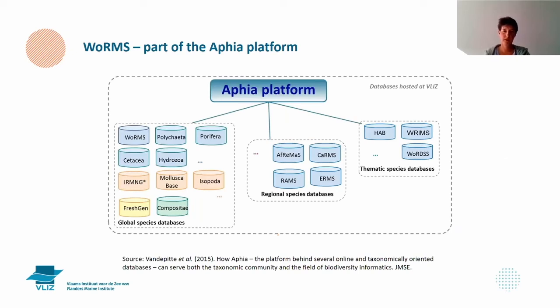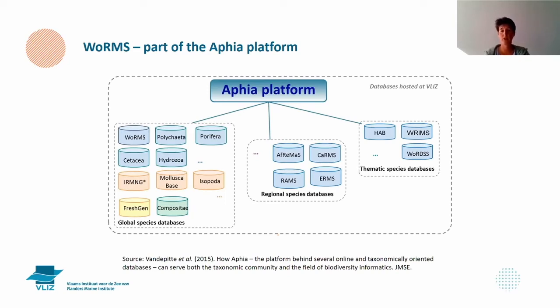Now, WoRMS, as part of the AFIA platform, this schedule shows very roughly what we can do. All information is stored in the AFIA platform, that upper level. All information is stored in there once. And just based on the information that is there or the specific tags that are linked to the information, we can create three different things. We can, first of all, on the left, create global species databases, which includes WoRMS, which is a global marine species register. But that can also be for specific groups upon the request of the editors that we work with.